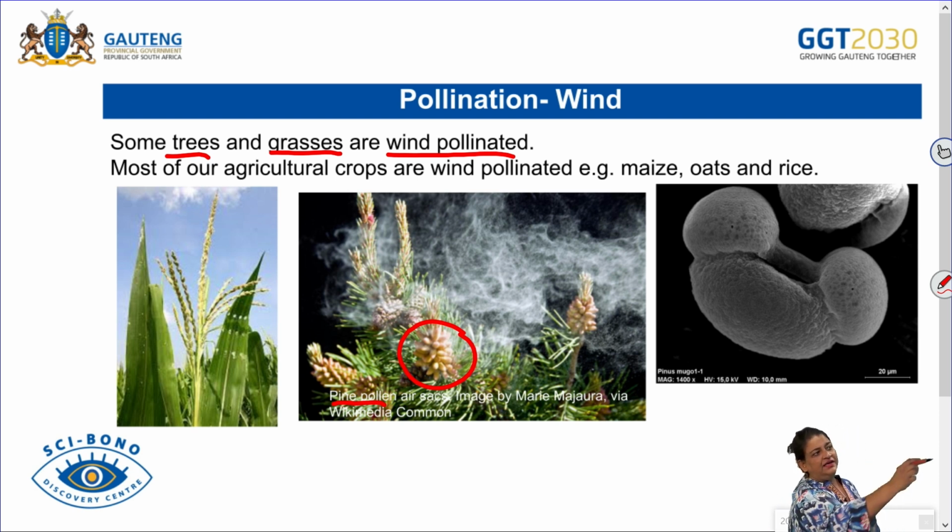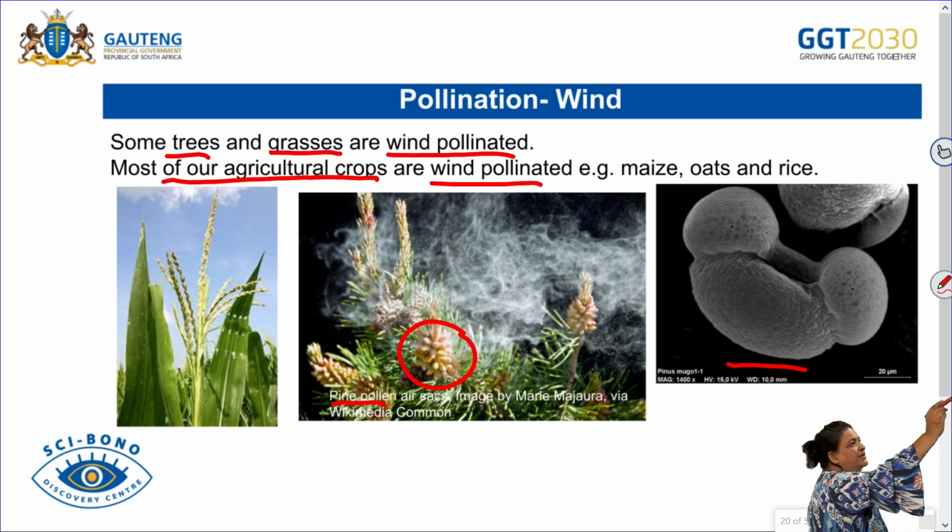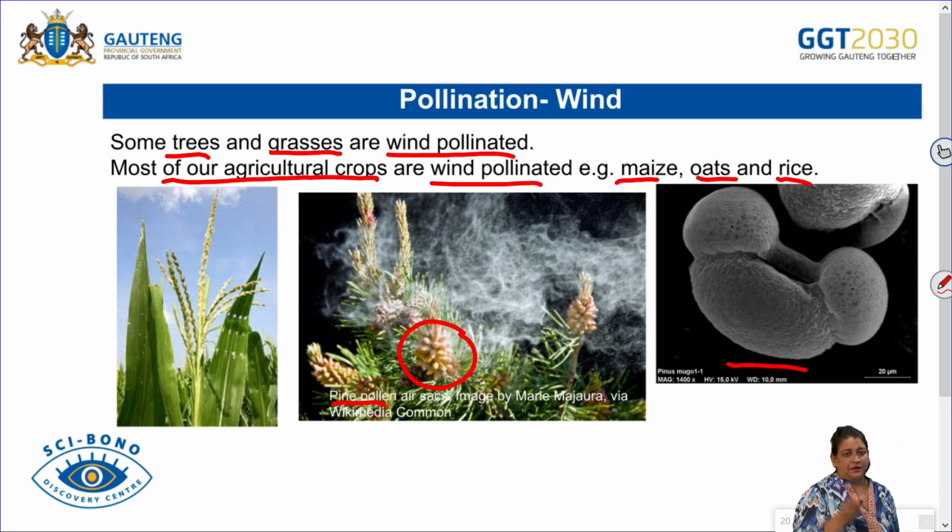Right. And here is actually a micrograph of a pollen grain. Most of our agricultural crops are wind pollinated: maize, oats, and rice. Rice is actually found in your paddy fields. So rice is actually needing water to be pollinated. But your oats and that you have as cereals, your mealies, your cornflakes that comes from mealies, all those plants need wind pollination.